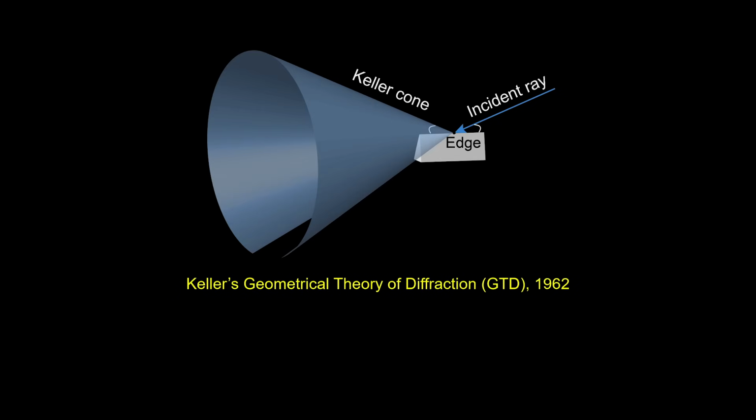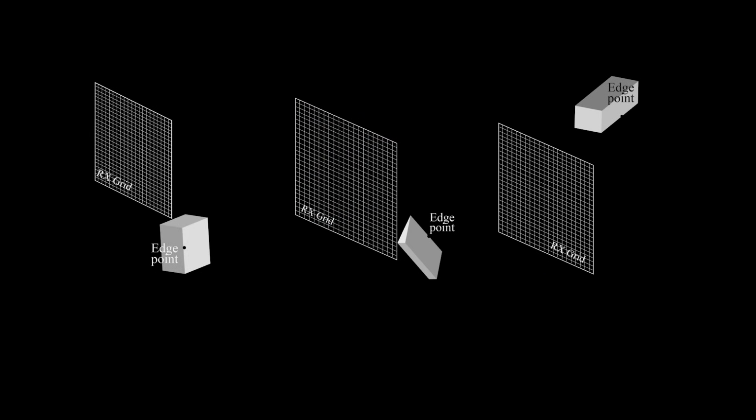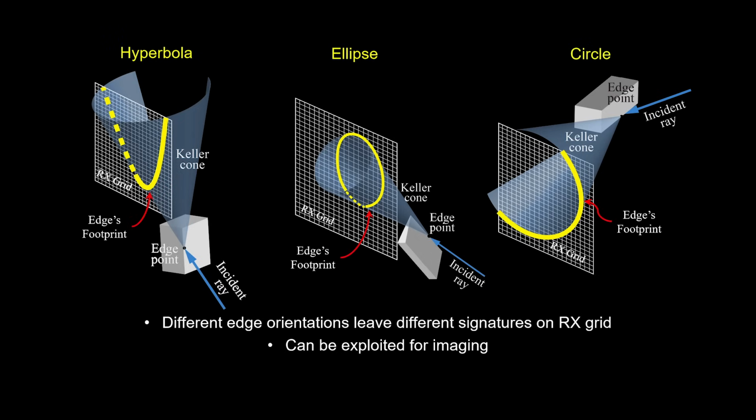Now let's see how an edge point interacts with the incoming wave. When a wave is incident on an edge, a cone of outgoing rays emerges according to Keller's geometrical theory of diffraction. This interaction is not limited to visibly sharp edges but applies to a broader set of surfaces with a small enough curvature. Next, consider a receiver grid in the vicinity of the edge. Depending on the orientation of the edge and the direction of the incident ray, the edges leave different signatures on the receiver grid. We then propose to exploit these signatures for imaging the edges. Let's see how we do it.